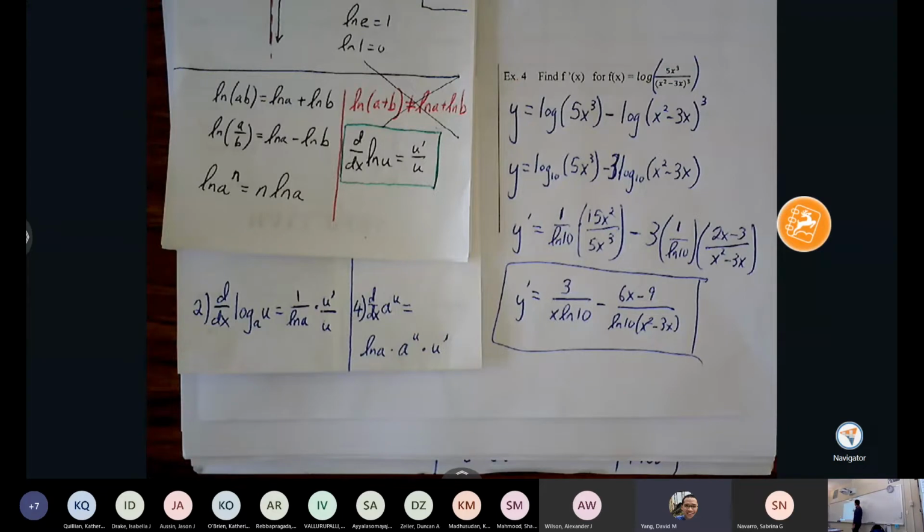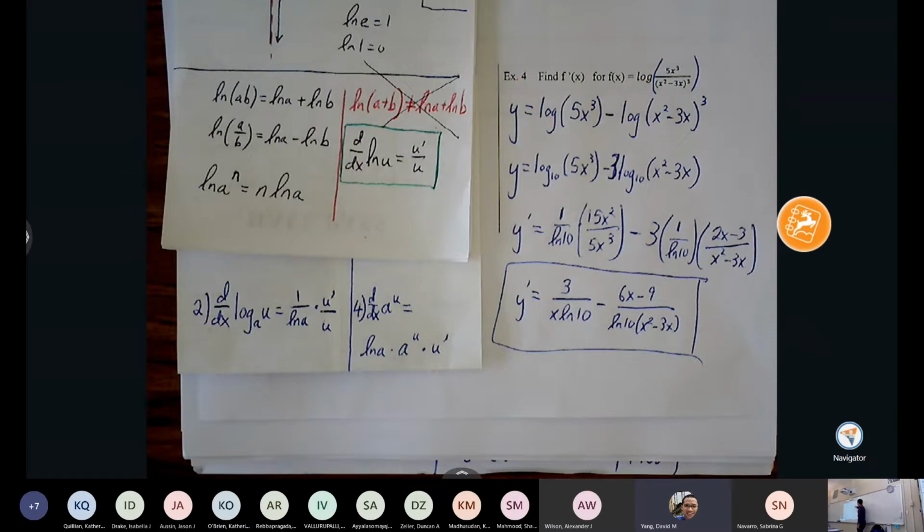But why do we not bring down this three? It doesn't see the five, right? We could bring that three down if we separate it into log of five plus log of x cubed, but it's just not worth the effort, because your u values are really pretty easy, right? The derivative is not going to be an issue here.